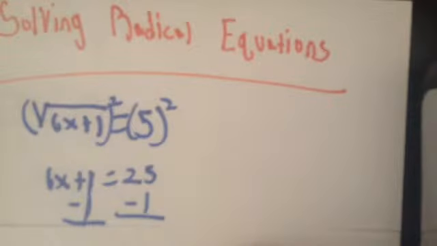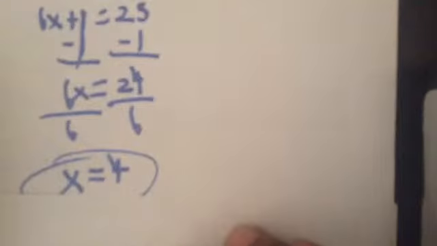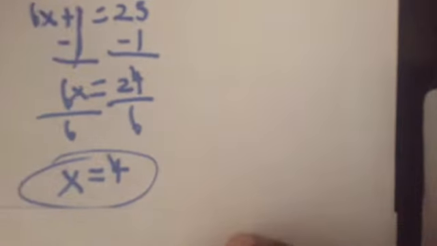Then we'll want to get rid of the 1, so we'll subtract 1 from both sides, and we'll get 6x equals 24. Next, we'll want to separate the 6 from the x, so we'll divide both sides by 6, and x equals 4, and that will be the answer for the first one. Let's move on to the next problem.